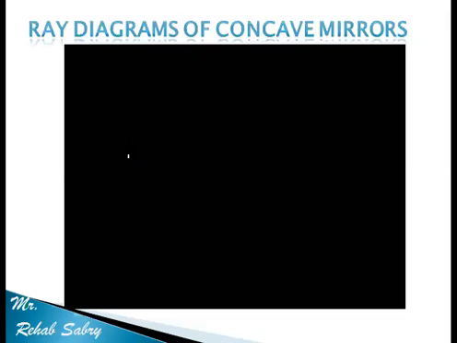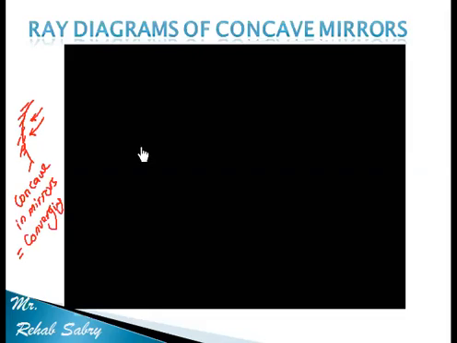Concave, cave means the reflecting surface is this, the cavity of the mirror. So this smooth part is the reflecting surface. So concave mirror, in mirrors only, means converging mirror, because in the lenses, inshallah, it will be the opposite.